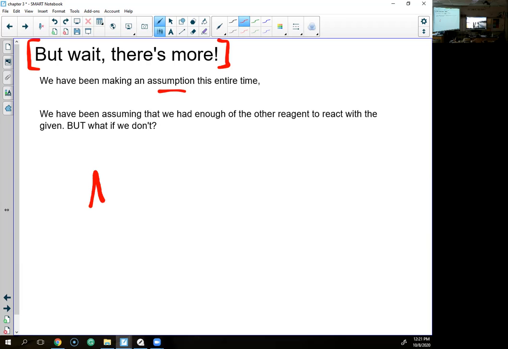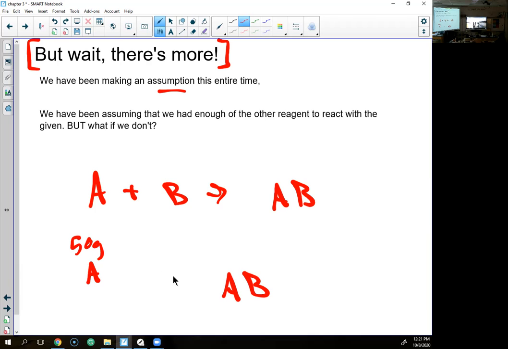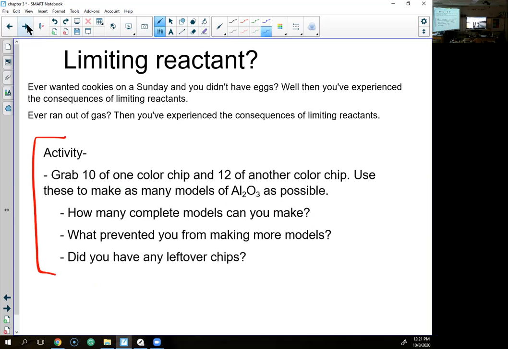So just look, if I say A plus B goes to AB, and I want to know how much AB you can make with 50 grams of A, I was always assuming that B never ran out. We can't assume that. Because the amount of AB produced is dependent on both how much A and how much B I have to start with. So we don't reduce, we have to do some more equations. It'll make sense, I promise. We have a little activity.